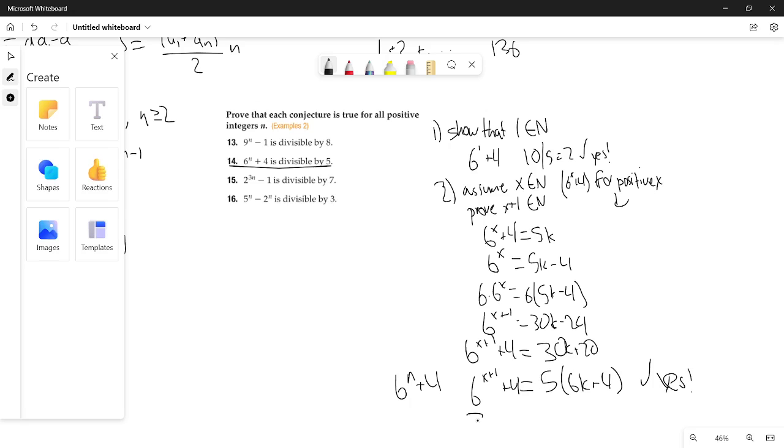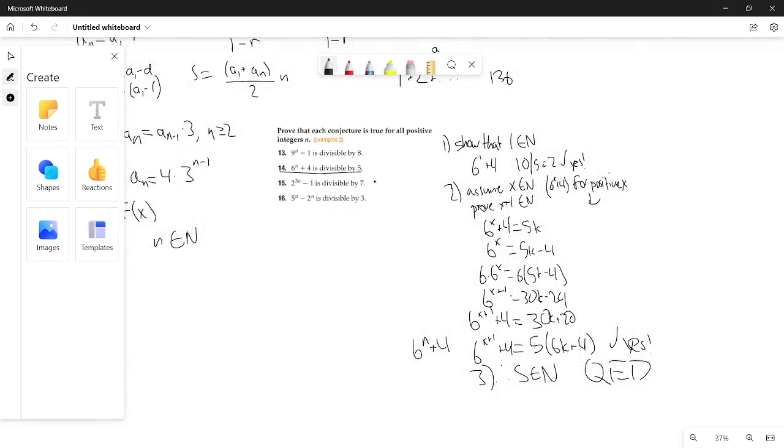And our third step, therefore, x plus 1 is an element of n, and we want to write Q.E.D. So this is how you're going to do all of them. You're essentially going to move this over, move whatever over, and then multiply both sides by the number that brings this to x plus 1. For example, this is 6, here it would be 9, etc.